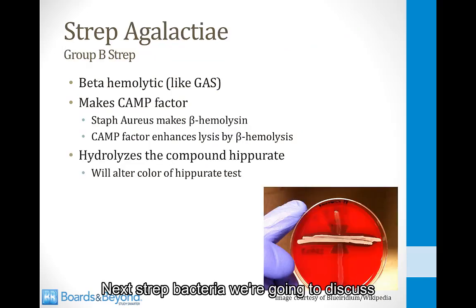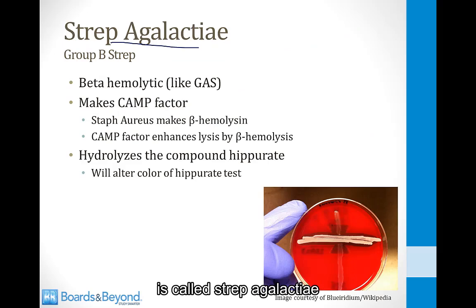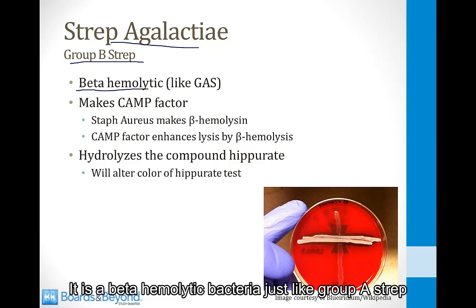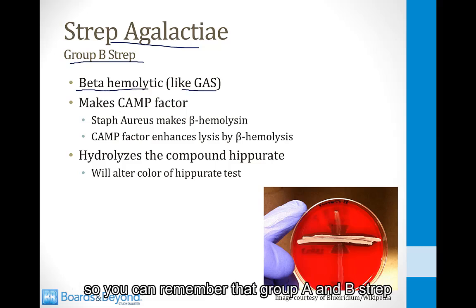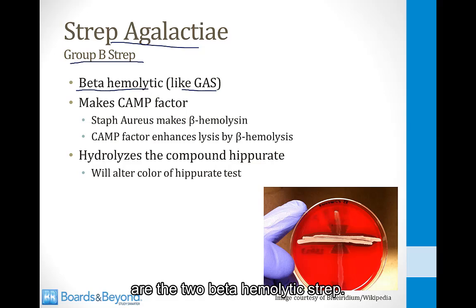Next strep bacteria we're going to discuss is called Strep agalactiae, and this is also called Group B strep. It is a beta hemolytic bacteria, just like Group A strep, so you can remember that Group A and B strep are the 2 beta hemolytic strep. A couple of special features of this bacteria that you should know about.